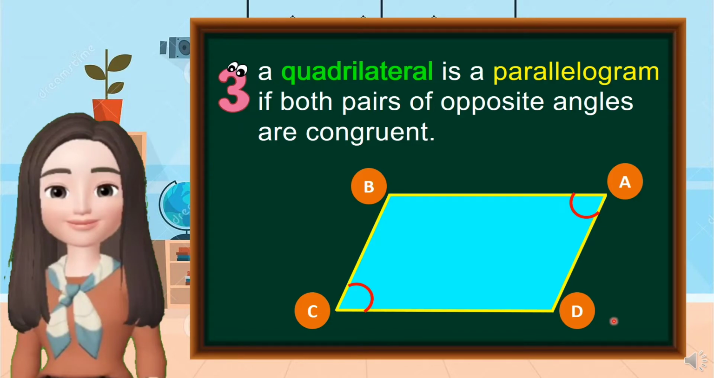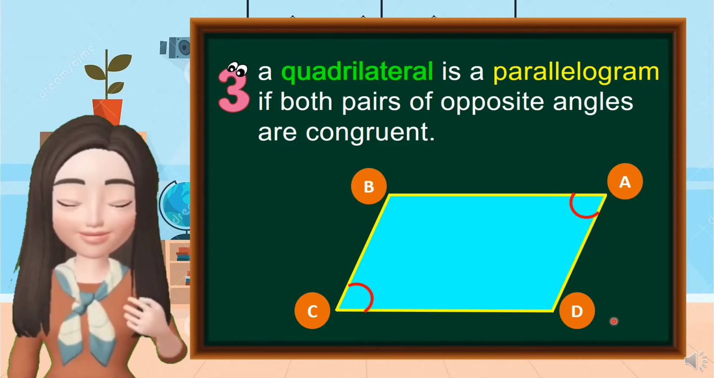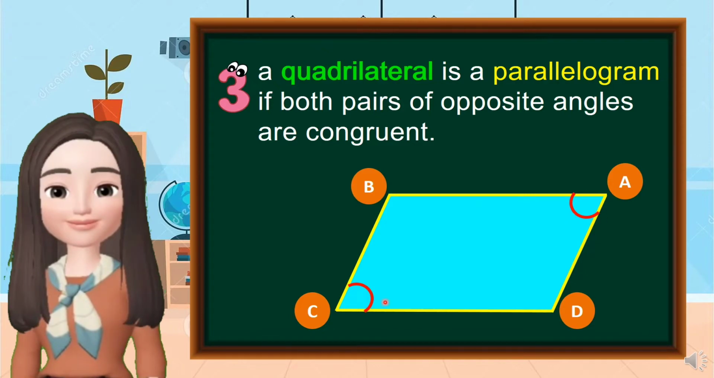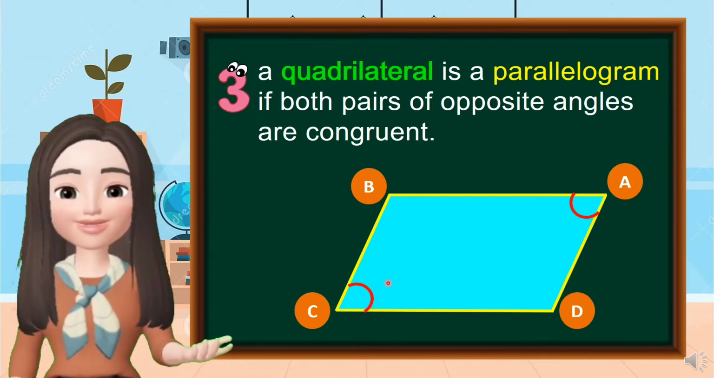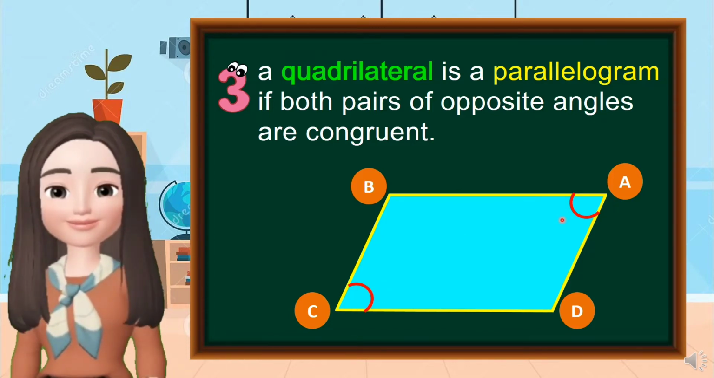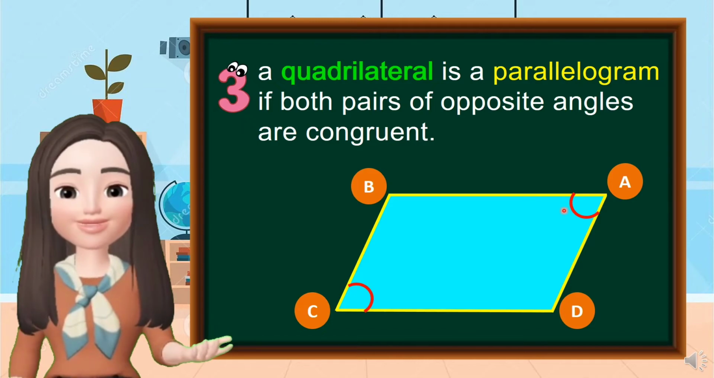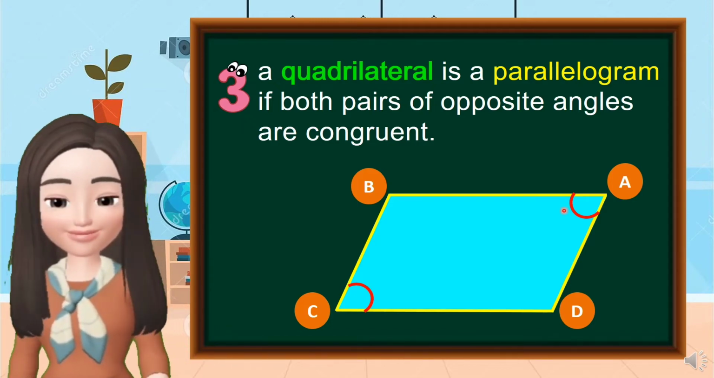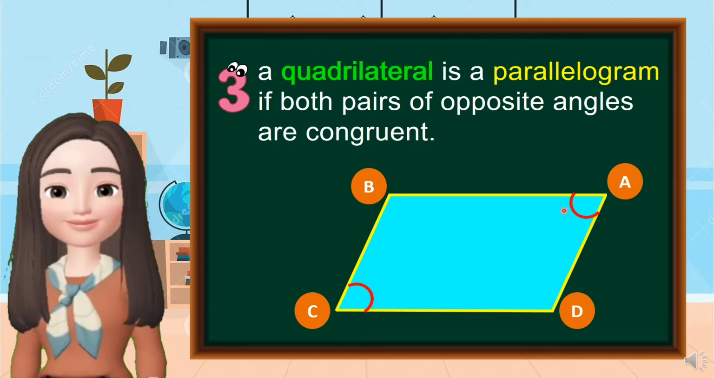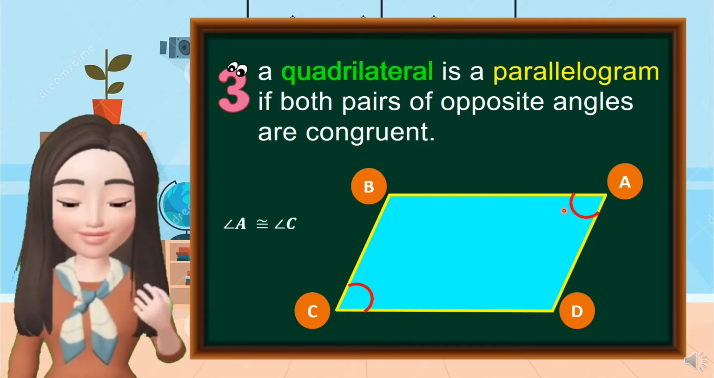So yun yung dalawang paraan or ways on how we name an angle. So here we have angle A and angle C. These are opposite angles kasi magkatapat sila na angles. So for it to be a parallelogram, kailangan daw itong opposite angles na to should be congruent. Parehas dapat ang sukat. If this measures 60 degrees, angle A should also measure 60 degrees. Again, if it measures 60 degrees, this angle should also measure 60 degrees. Did you understand?